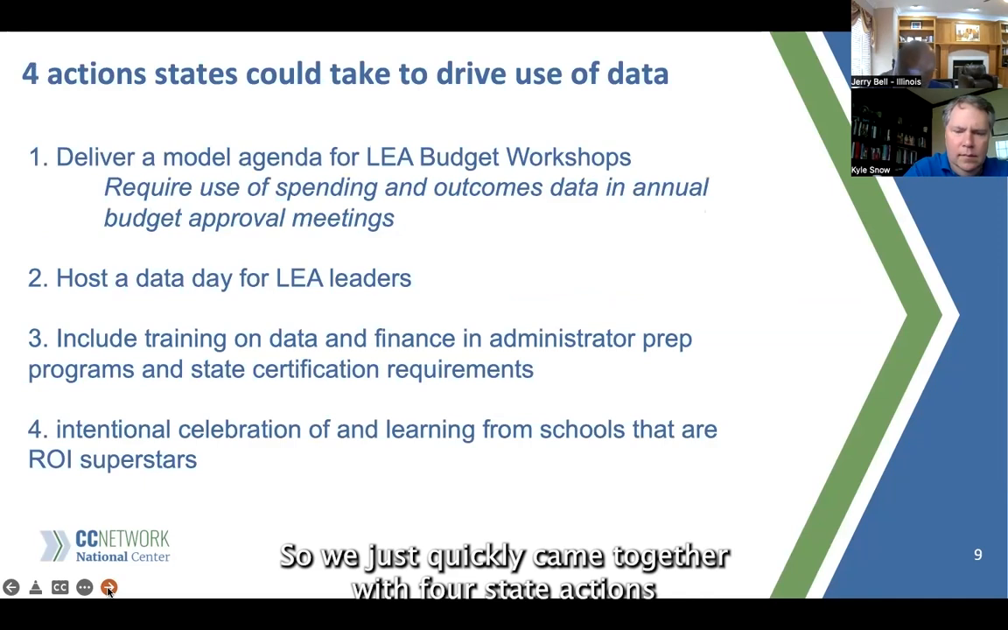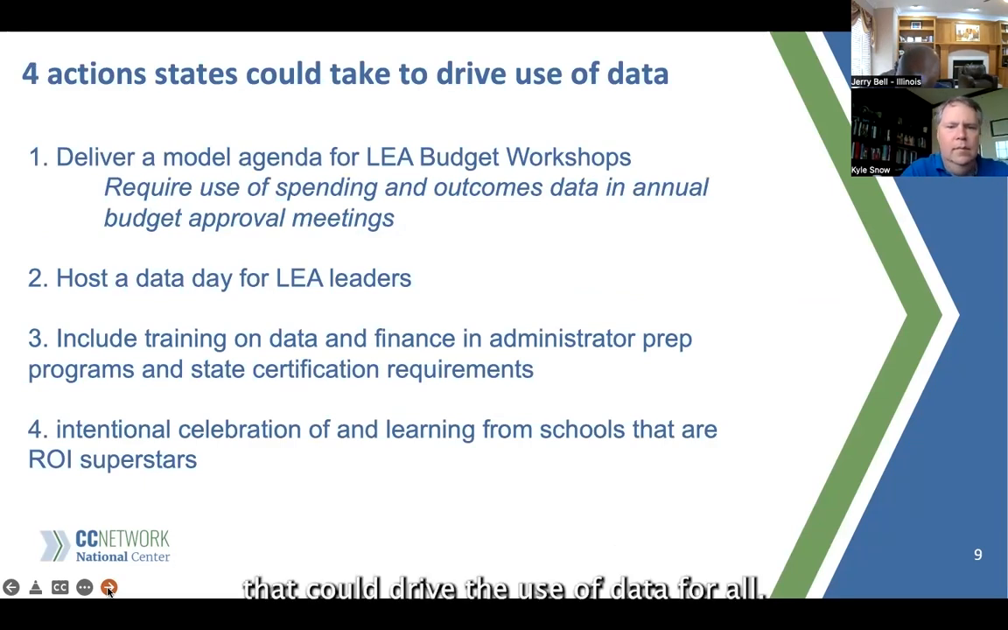How do we do that? So we just quickly came together with 4 SEAT actions that could drive the use of data.